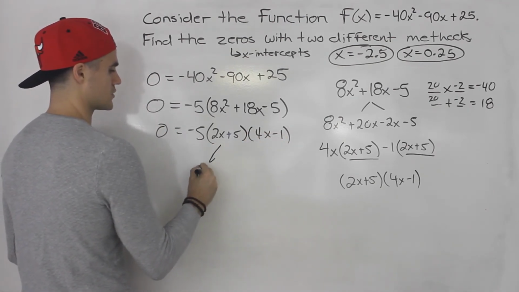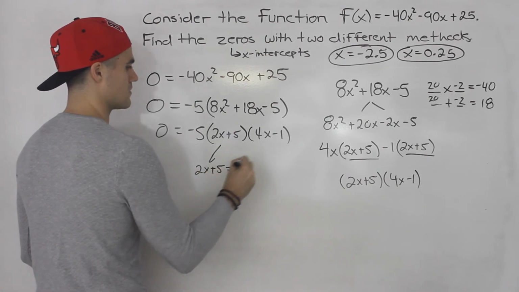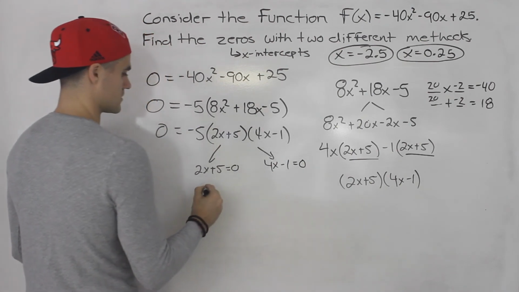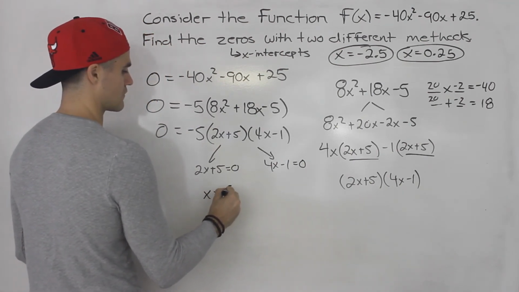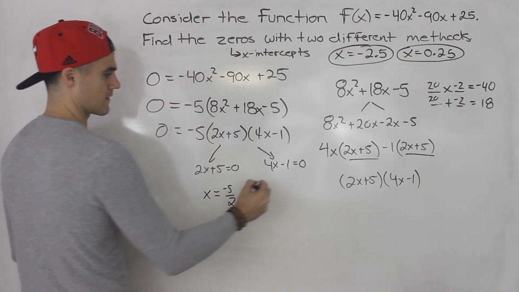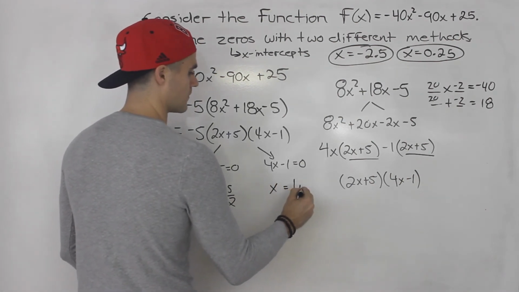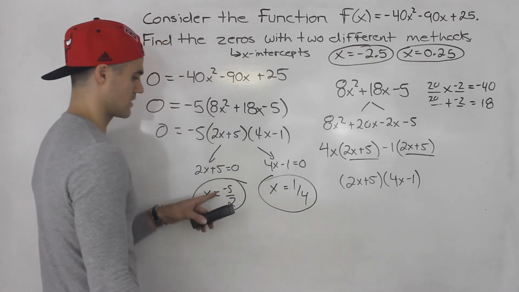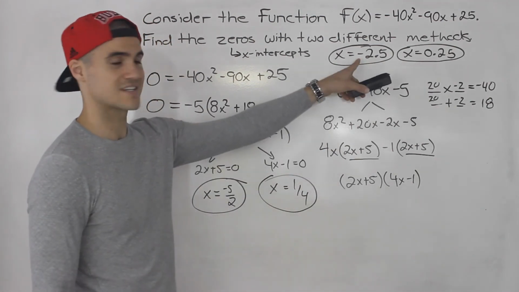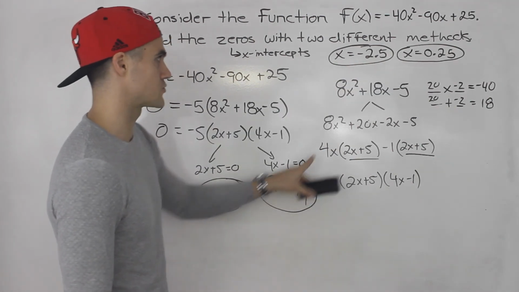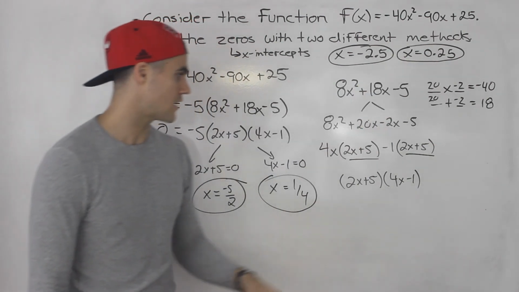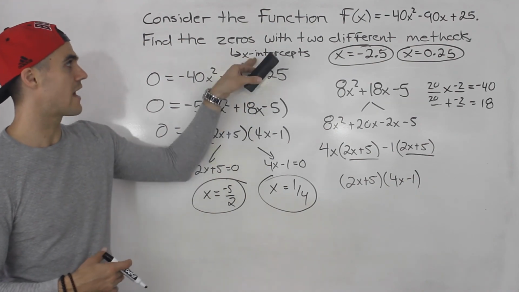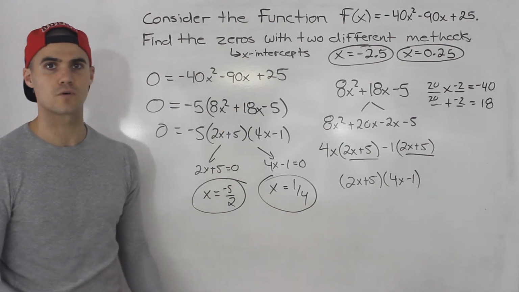So the solutions are 2x plus 5 equals 0, or 4x minus 1 equals 0. So this here is going to be x equals negative 5 over 2. And here x would be 1 over 4. And notice that these two solutions are the same as those two. X equals negative 5 over 2 is the same as negative 2.5. X equals 1 over 4 is the same as 0.25. So two different ways, quadratic formula and factoring, to get the zeros or the x-intercepts for a quadratic.